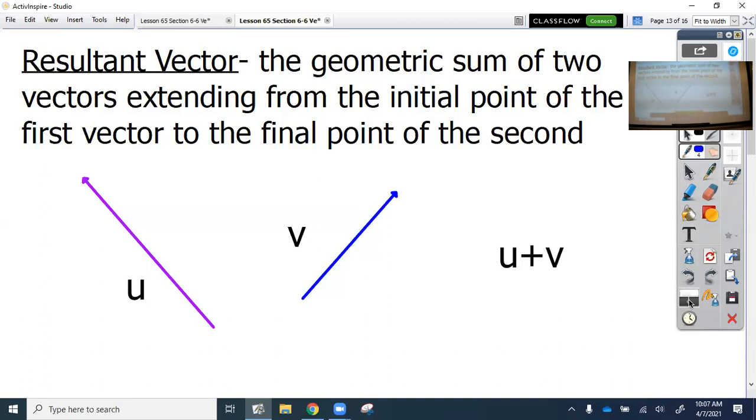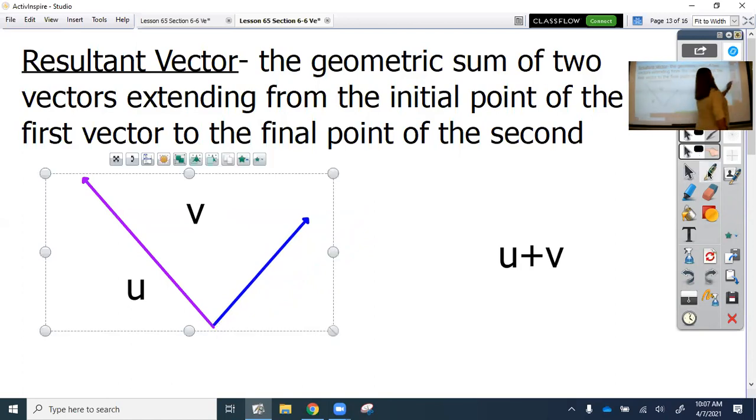Here's what it says. A resultant vector is the geometric sum of two vectors extending from the initial point of the first vector to the final point of the second. So what's this trying to say? This is trying to say what happens when two forces act on the same object. So let's take U and V. I'm going to shift them around a little bit, and I'm going to put them here. And I'm going to say, hey, this is an object.